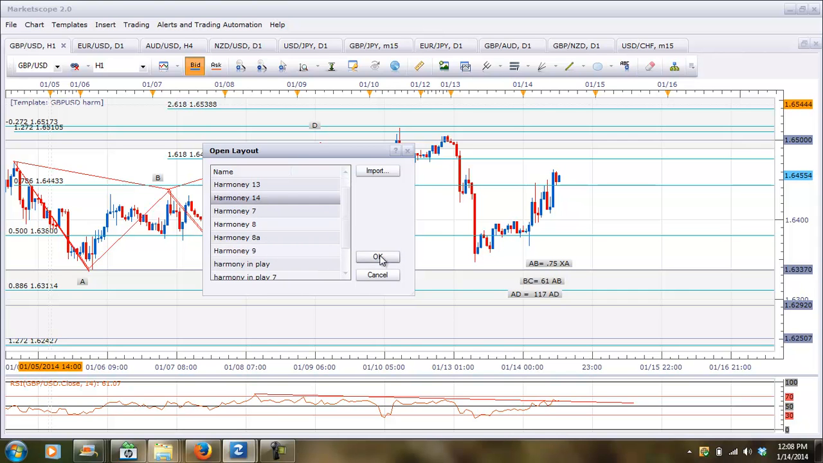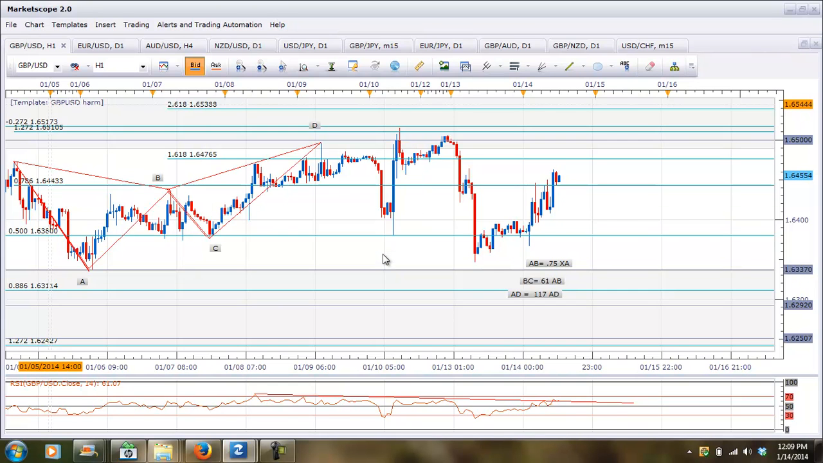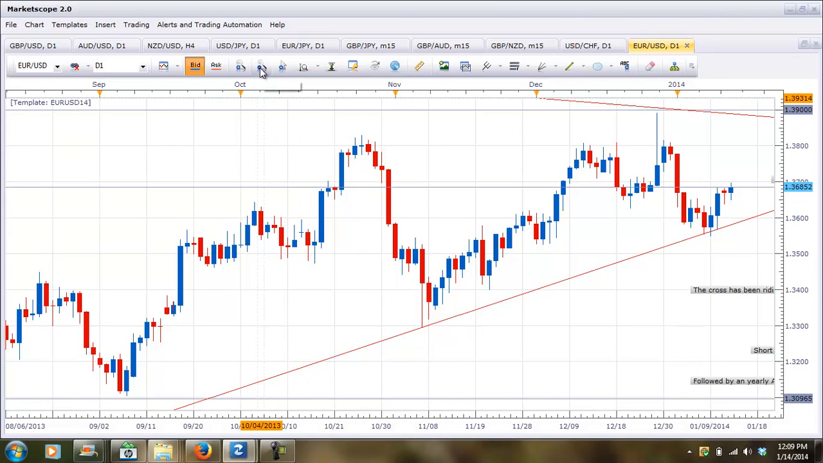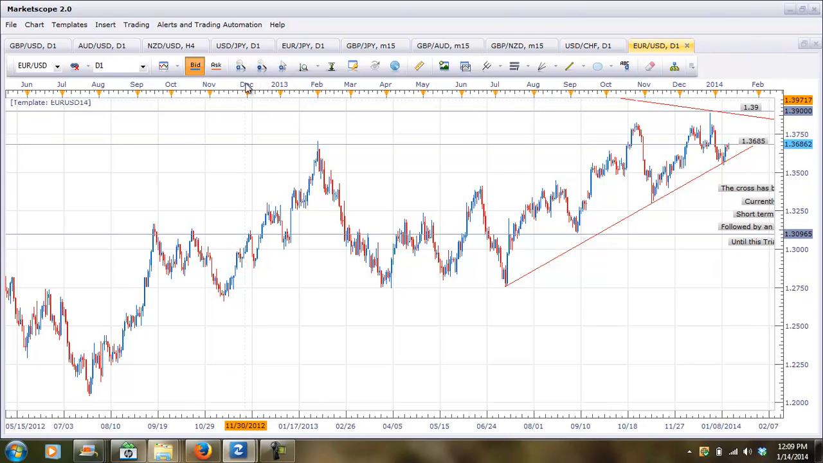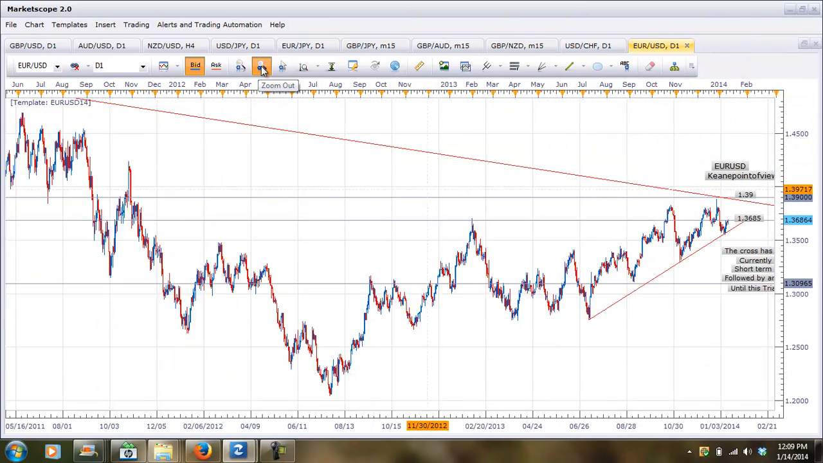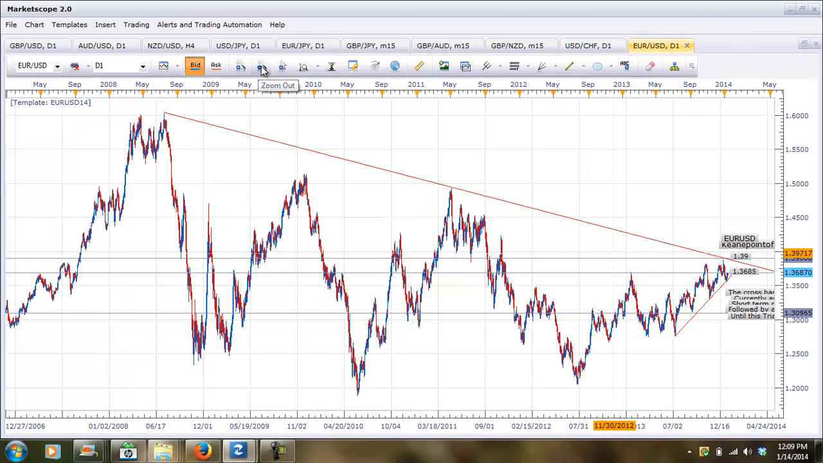The EURUSD. This guy is in a wedge, or a triangle, excuse me. It's in a wedge and in a triangle. And if we want to look at the top of this triangle, we need to go way back, man. And you can see that this is basically a trend line from 2008. 2008. Are you kidding me?